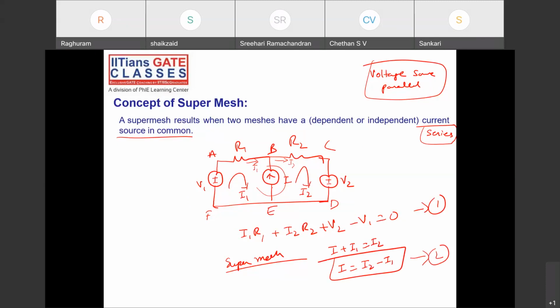Now if there is any resistor here, you don't have to consider the value of the resistor also. Because whatever the current I here, this current source forces the same current to flow through this resistor, irrespective of the value of the resistor. Clear? Clear with the concept of super mesh?